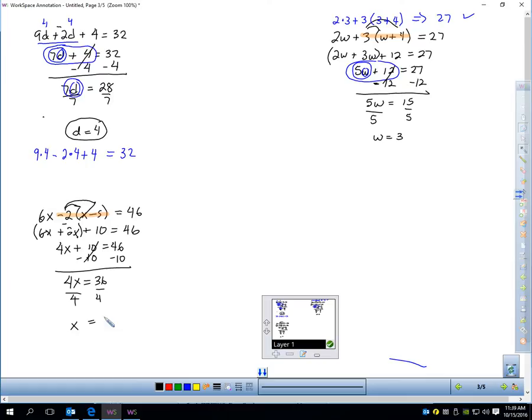9. And then I should check. I should take my calculator, and I should go back up here to the beginning, and anywhere I see x, I ought to plug in a 9. I ought to be doing 6 times 9 minus 2, 9 minus 5 in parentheses. I should plug that in my calculator and make sure that it actually gives me 46. If you plug this in your calculator, you're going to get 46. You should check that, okay?